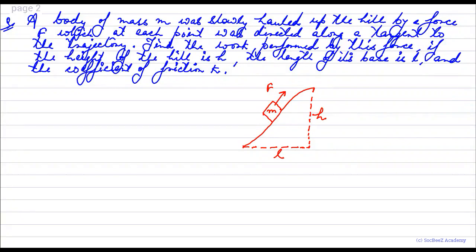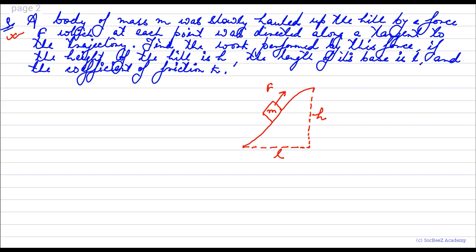Let us now begin with the next problem in the topic. Fine. So this is my next problem. A body of mass m was slowly hauled up the hill by a force F which at each point was directed along a tangent to the trajectory. Find the work performed by this force if the height of the hill is h, the length of its base is l, and the coefficient of friction is k.